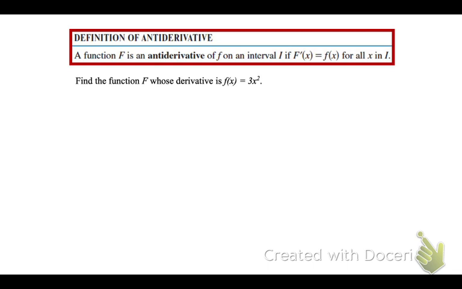Okay, so it says find the function f whose derivative is 3x squared. So we have to go backwards. So f was what? Well, we know that the exponent, or the power, was 3. Okay, x cubed. So it was x cubed? Yes. Okay. So we just took that backwards.